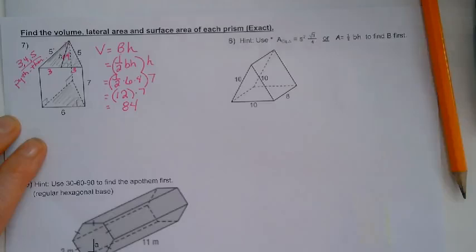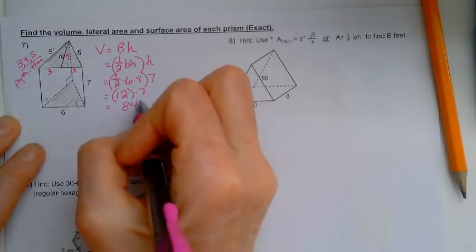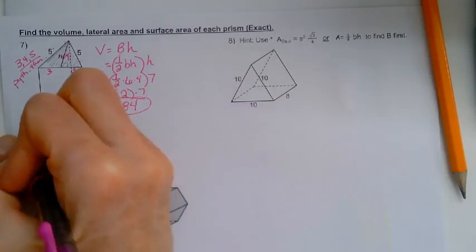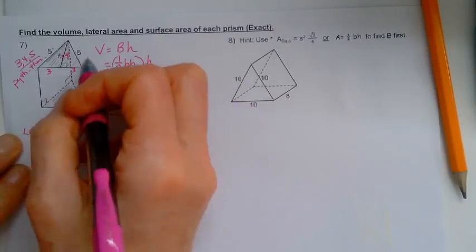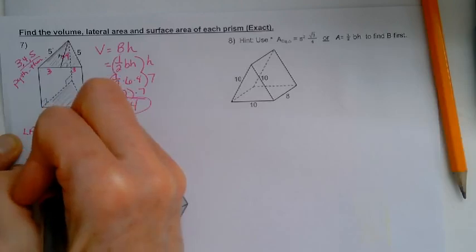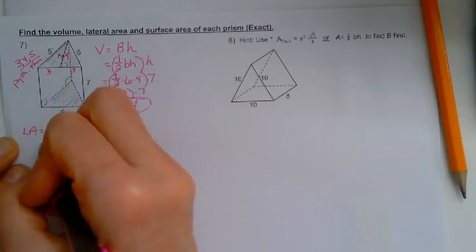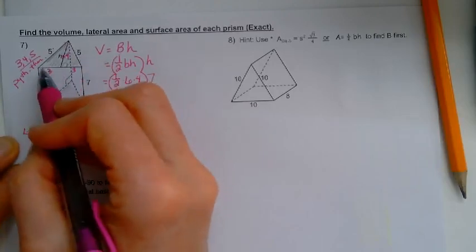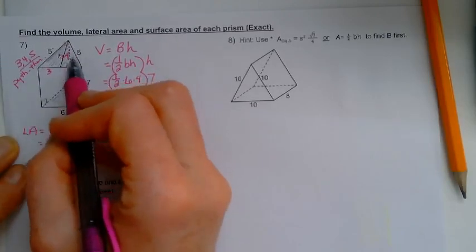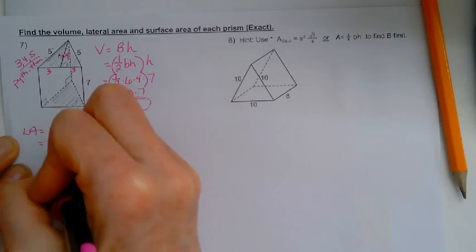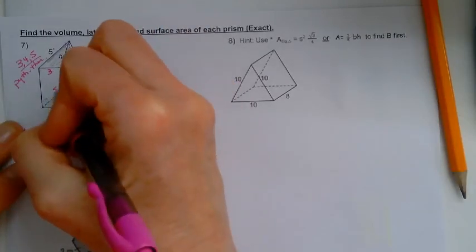Okay, that's our volume. Now our lateral area is going to be the area of all the sides added up. Remember, that's the perimeter times the height. So the perimeter of this base is 6 plus 5 plus 5. So 10 plus 6 is 16. Right? The perimeter is 5 plus 5 plus 6. That's 16. Then we multiply that times 7.